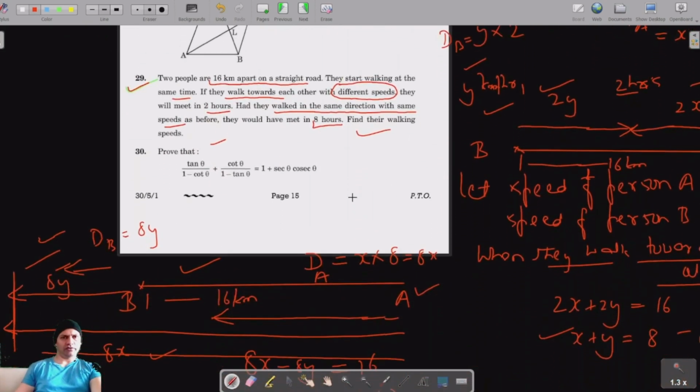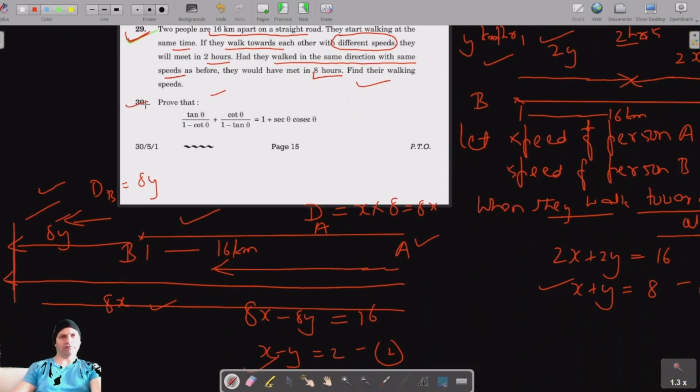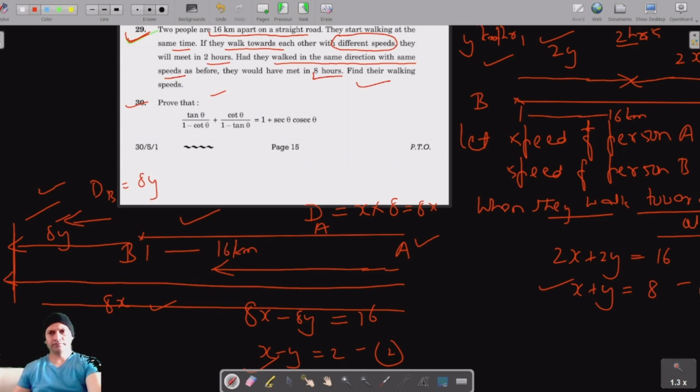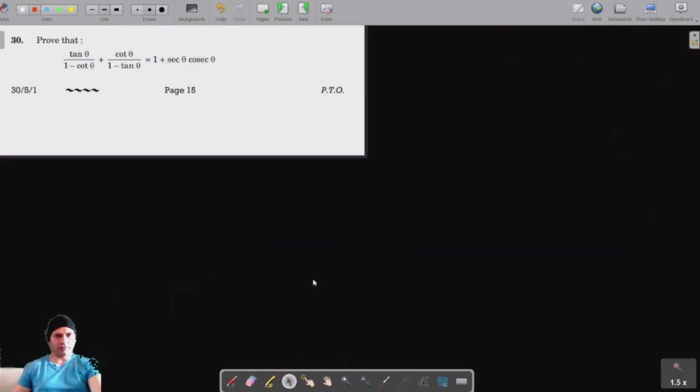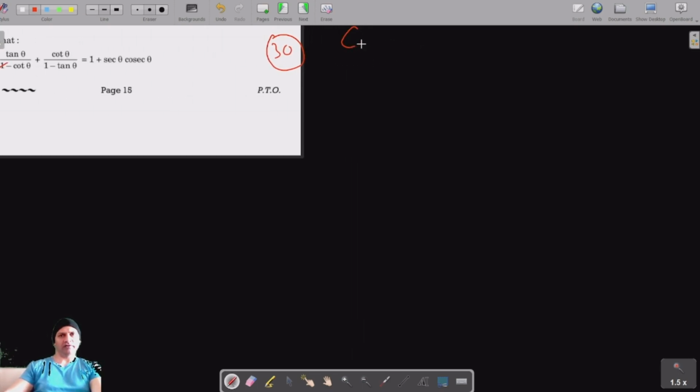This solves our question number 29. Let's try to solve question number 30, the trigonometric identity. So let's consider the left hand side.